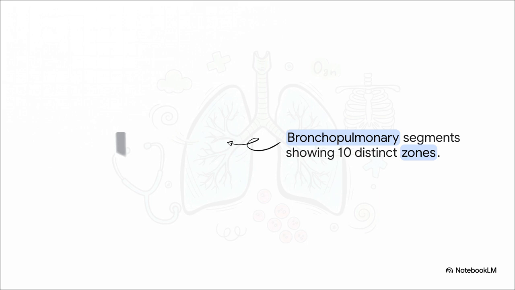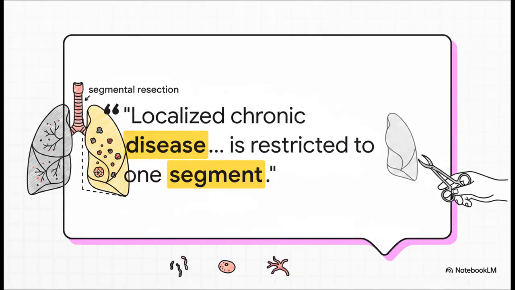And here is the ultimate clinical payoff for learning this complex map. Because every single segment is an independent unit, walled off by connective tissue, a localized disease like tuberculosis, a benign tumor, or bronchiectasis is very often restricted to just one single segment. This is a huge deal. It means a skilled thoracic surgeon can go in and perform a segmental resection. They can carefully dissect out and remove just the diseased segment, while leaving the rest of the patient's perfectly healthy lung tissue intact to keep doing its job.